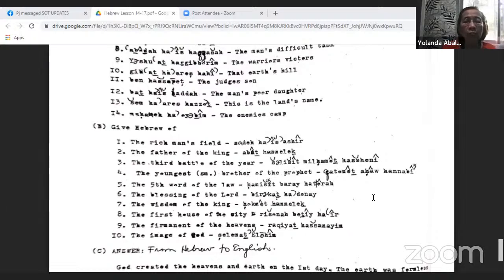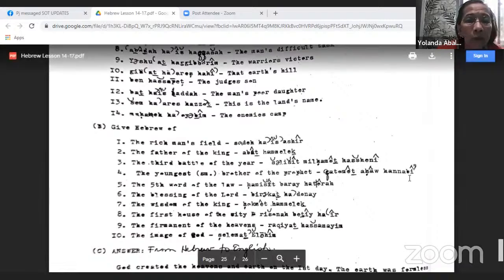Ketanot Akaw Hanabi. Yan, Ketanot. The youngest brother. Hindi po siya pwedeng magkitanot. Katona. Kasi ang ketanot is a plural of the feminine form. Okay. Katona, katon, akaw, hanabi.